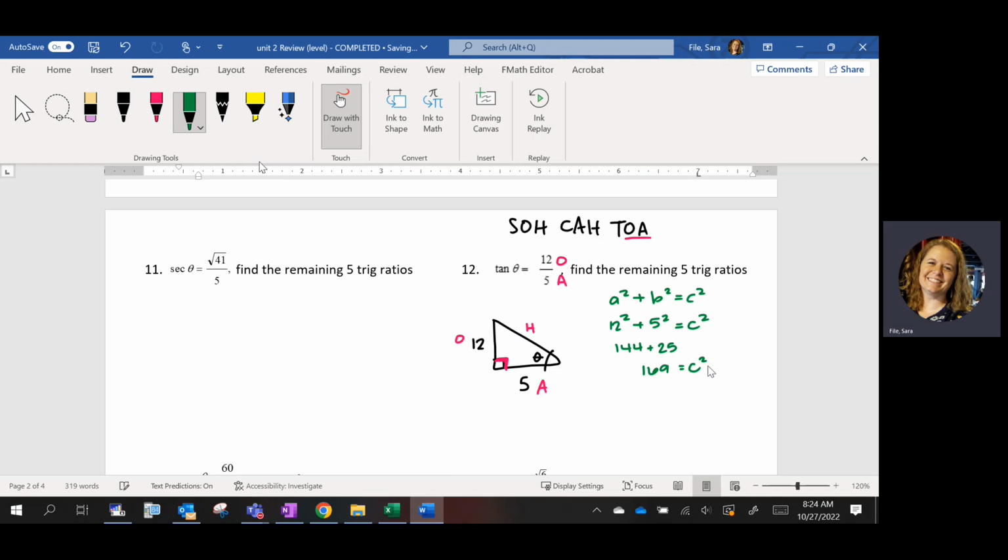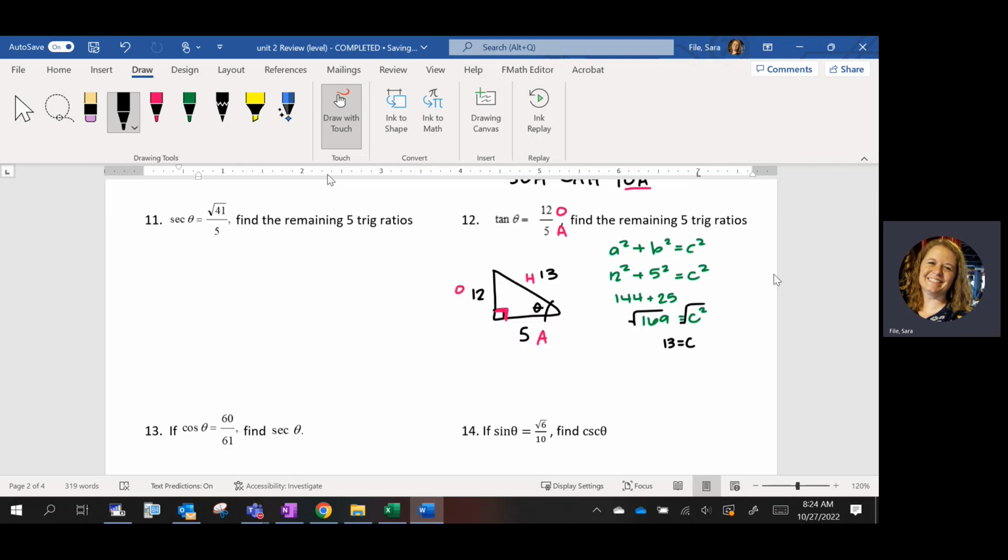And what do you do to get rid of the square? You take the square root, and the 169 is a perfect square. So that comes out that side is 13. This is a Pythagorean triple. It's a 5, 12, 13. So no decimals or radicals that you have to worry about in this one. Okay. Now, if they asked for a specific one, you would just have to know what you're looking for. This one in the review asks for all 5.